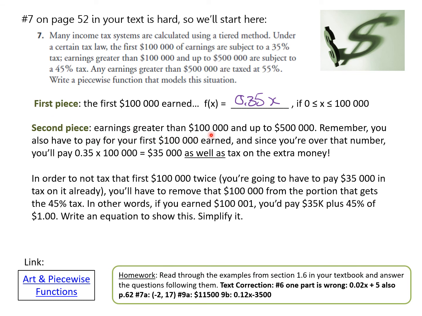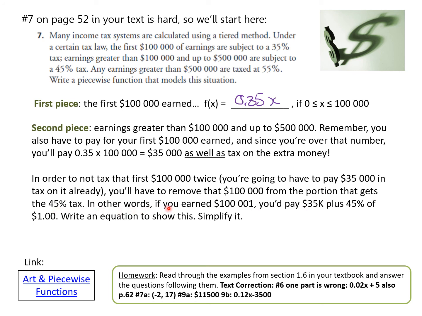Second piece, earnings greater than 100,000 and up to 500,000. Remember, you also have to pay your first $100,000 that we earned. So you're for sure paying $35,000. You're paying 35% on your first $100,000. That's money for sure gone to the government, $35,000. Now you have to pay your tax on the extra money. So in order not to tax that $100,000 twice, we're already paying $35,000 for that first amount of money. We're going to have to remove that $100,000 from the portion that gets the 45% tax.